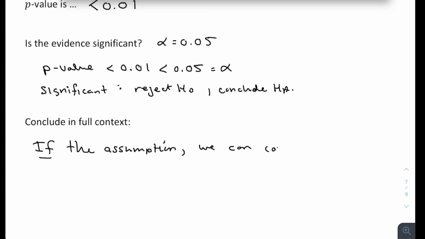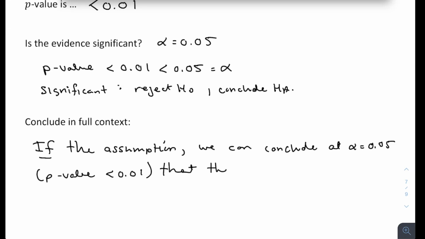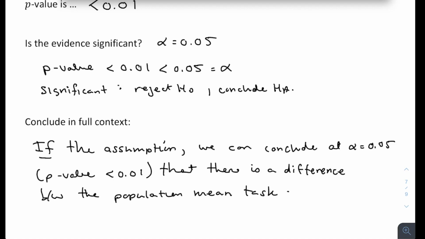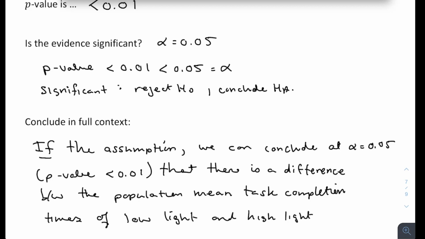we can conclude at the 5% significance level, since the p-value is less than 0.01, that there is a difference between the population mean task completion times of low light and highlight environments.